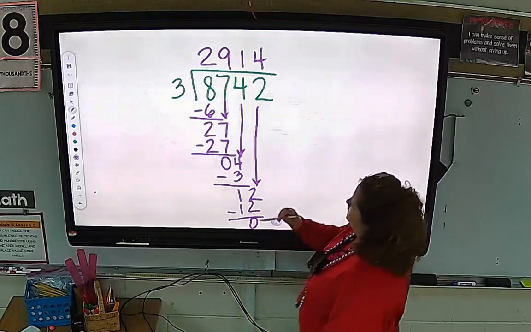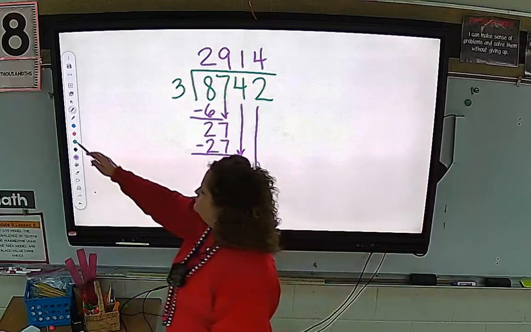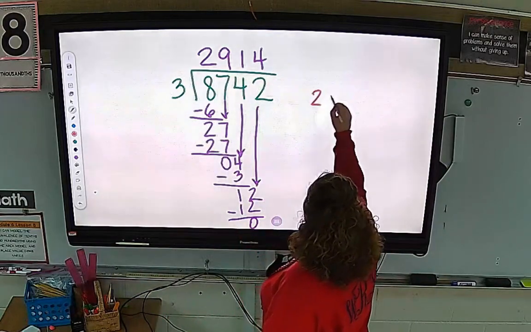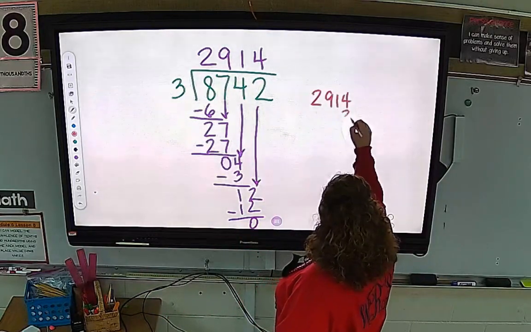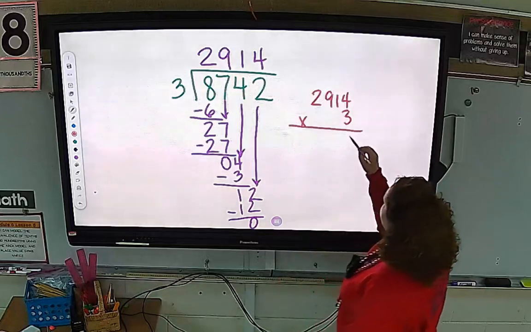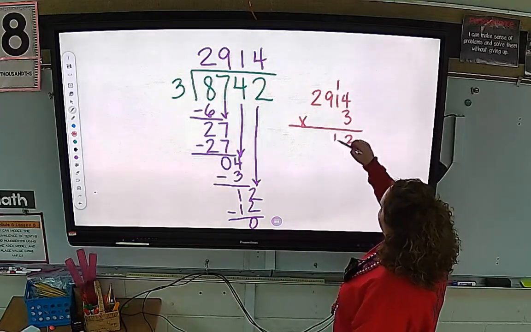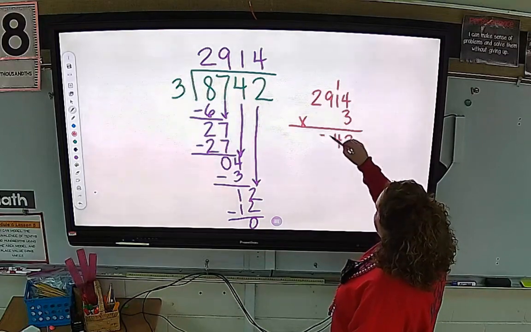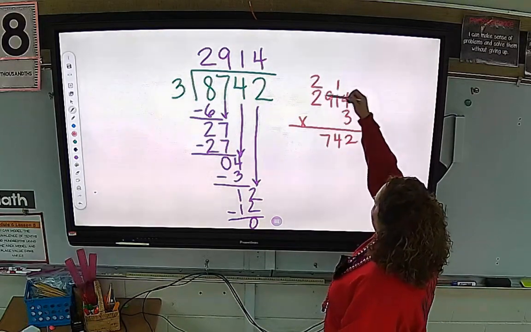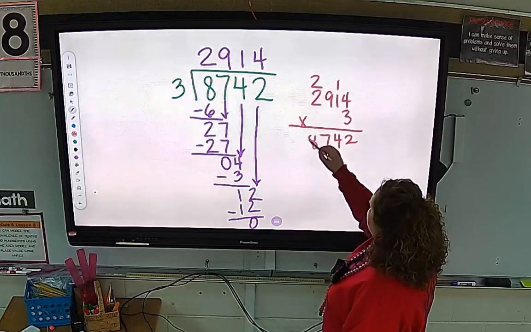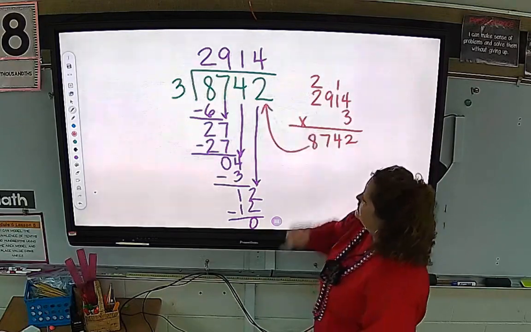So there's no remainder. We go to check. 3 times 4 is 12. 3 times 1 is 3, plus 1 more is 4. 3 times 9 is 27. That's 6, 7, 8. And there's our dividends right there.